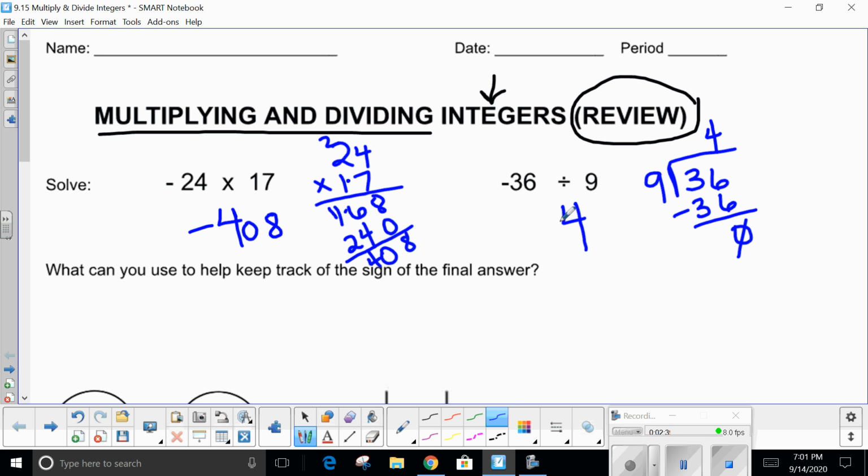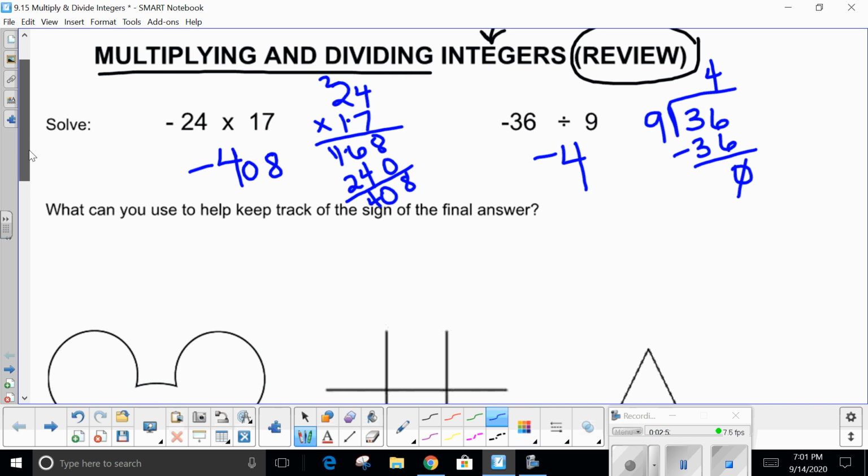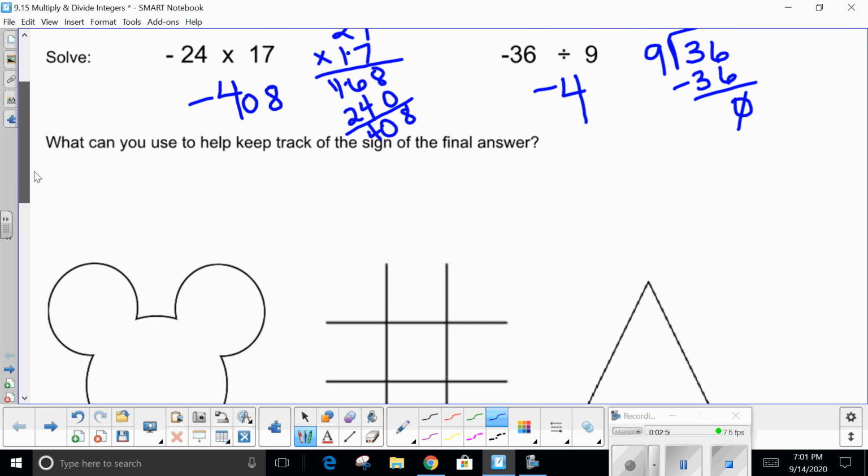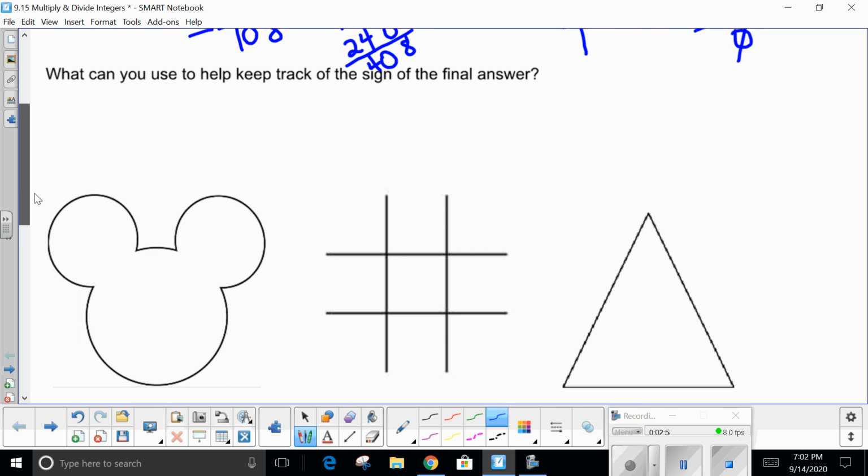So is my final answer positive or negative? Again, I'm going to tell you that it's negative, but we need to figure out how we keep track of the sign when we multiply and divide with positive and negative numbers. So last year you may have learned different techniques.